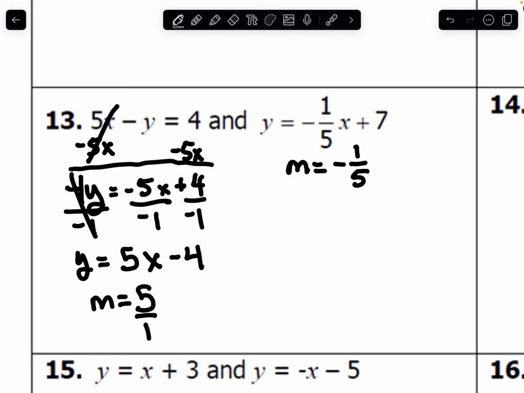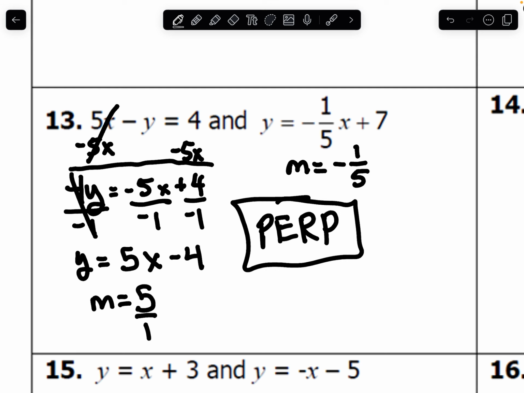Again, kind of similar to 12, right? We have to think about that as 5/1. The flip is 1/5, and then this is a positive. This changes to a negative. So again, this is perpendicular because of the opposite reciprocal. And so I'm going to abbreviate that.